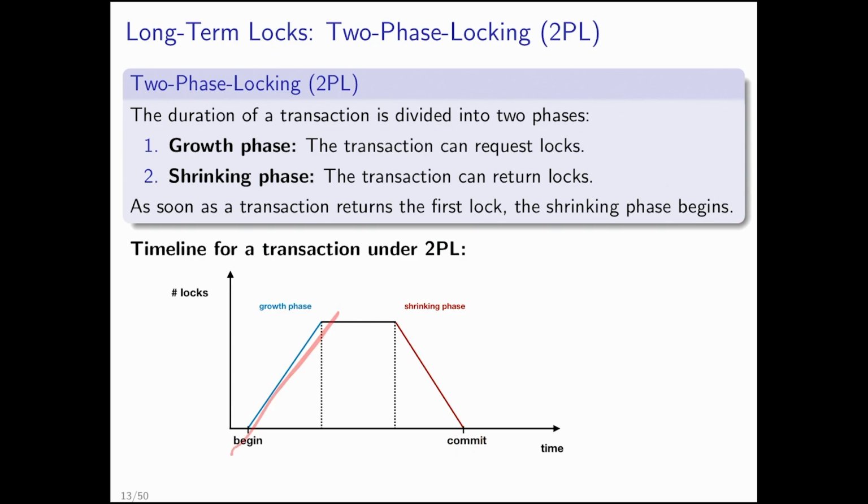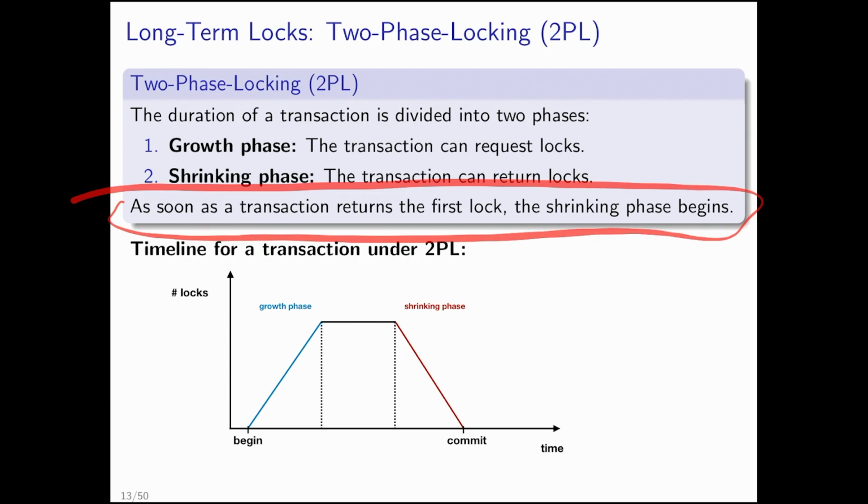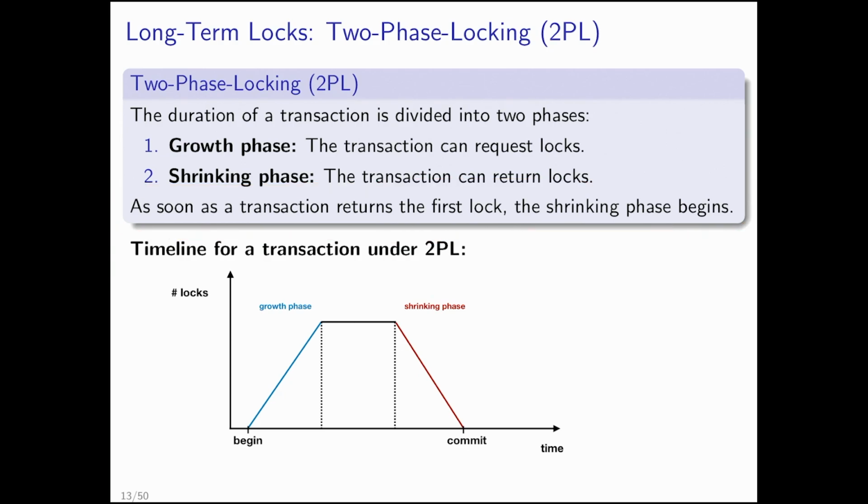But there's growing and there's shrinking. And as soon as the transaction returns the first log, the shrinking phase begins implicitly, of course. You start giving back a log, then you can't acquire another log anymore. So you have to make up your mind before. And that's called the two-phase locking protocol.